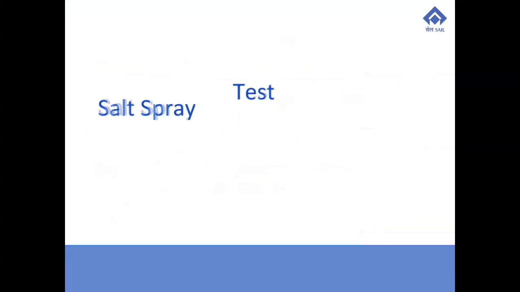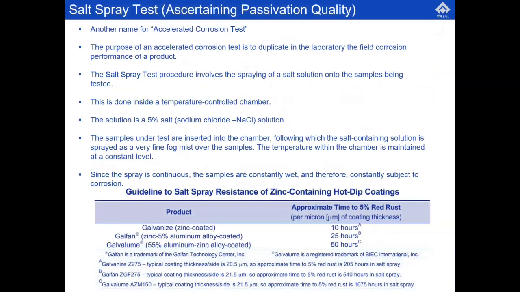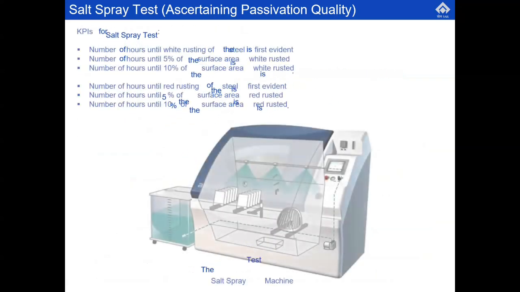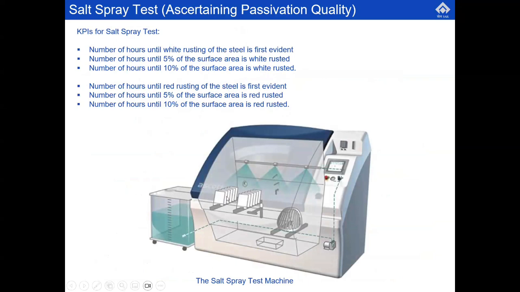So salt spray test is the test which is used to ascertain the passivation quality. What is done is, this is the salt spray machine where the samples are cut and a certain standard percentage of NaCl solution is sprayed on these samples, and the time to 5% white rust, time to 10% white rust, 5% red rust, and 10% red rust are noted down.